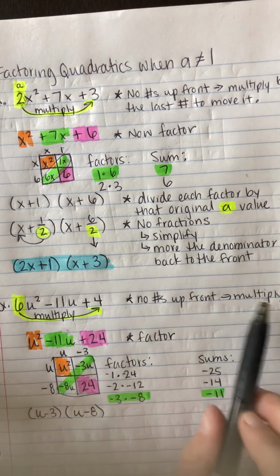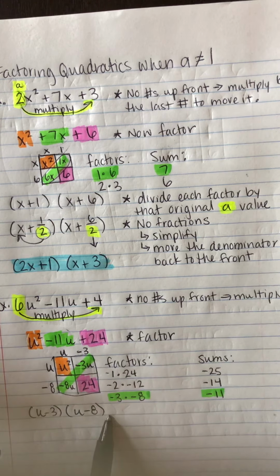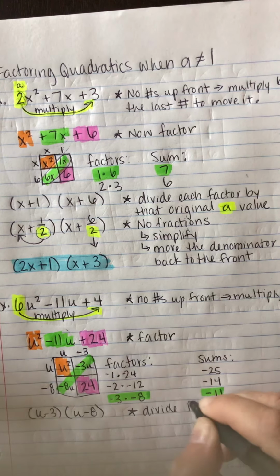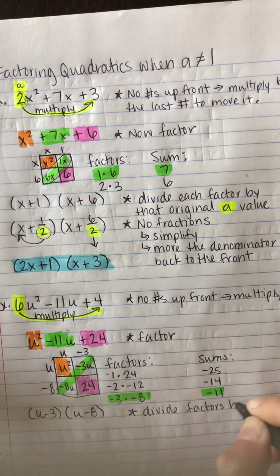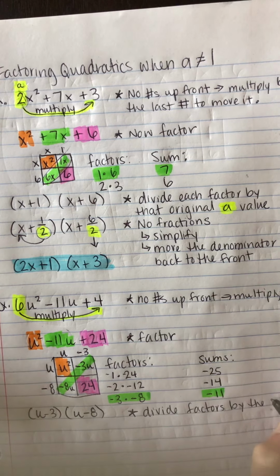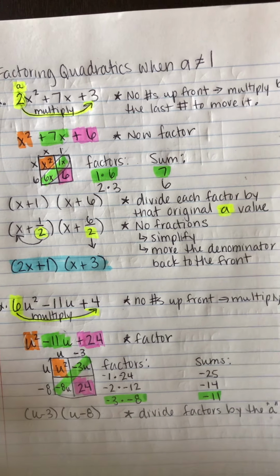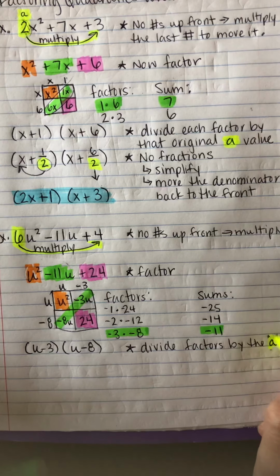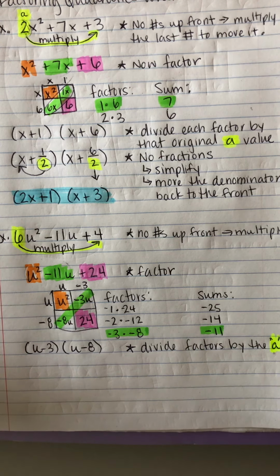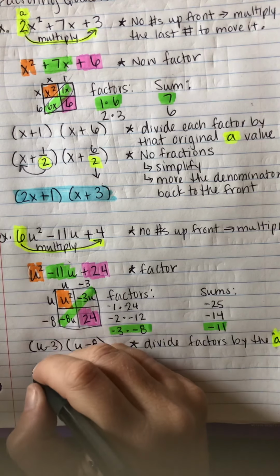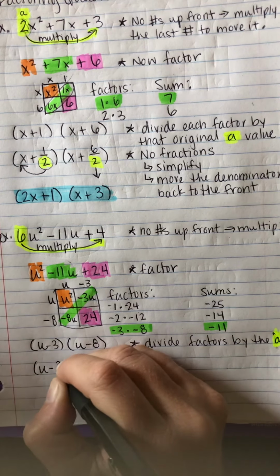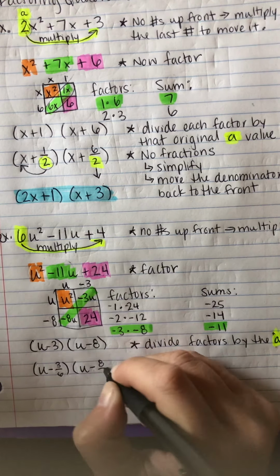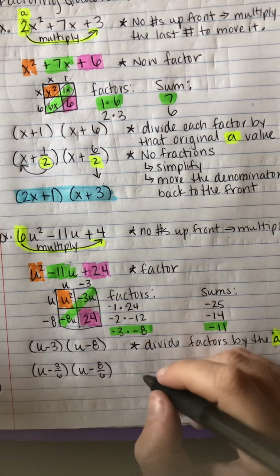So remember how we multiplied by 6 in the beginning? Now we're going to have to divide the factors by the A. And when I say the A, that's our original A value, which was 6. So we're going to rewrite these, but divide by 6. So we're going to have u minus 3 over 6 and u minus 8 over 6. Okay, no fractions.